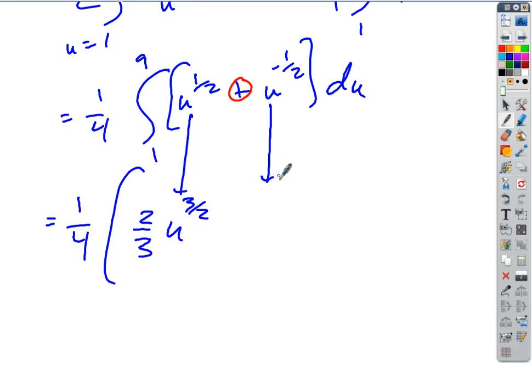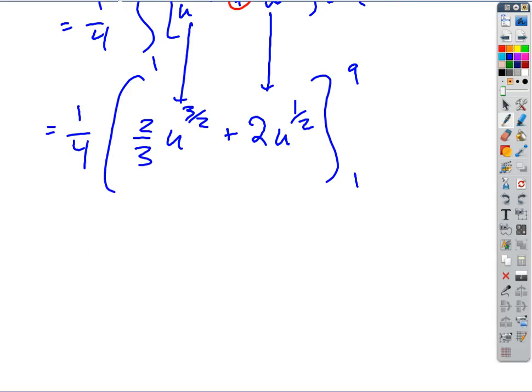Now what about this one? Negative 2/3 u to the negative 3/3? No. 1/2 over 1/2, which means times 2. Right? Okay, evaluated from 1 to 9. You're right, but what's negative 1/2 plus 1? Right? Okay. So now if we evaluate this thing from 1 to 9, we just get 1/4 times this whole thing at 9.